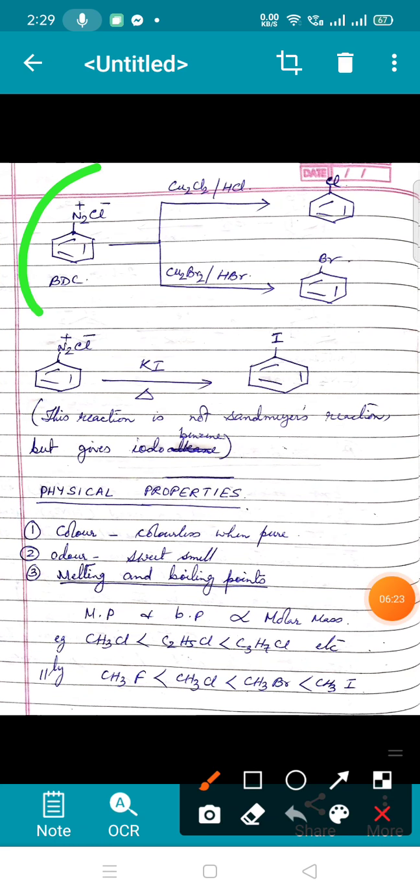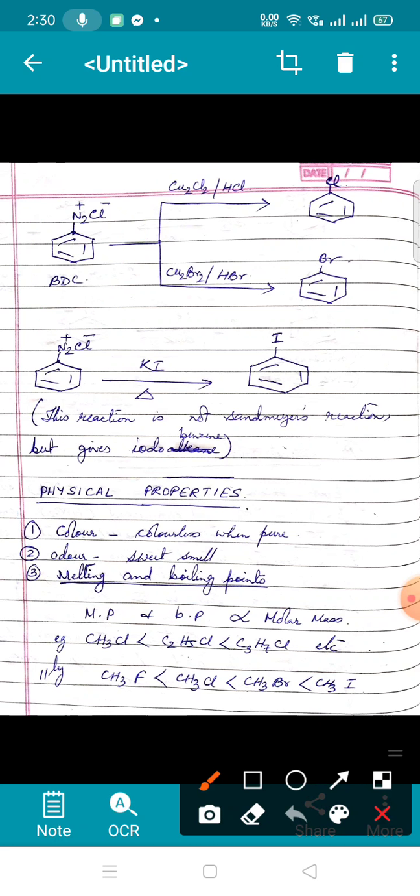Why do we call it BDC or benzene diazonium chloride? Benzene because of the benzene ring. The word azo means nitrogen. So there are two nitrogens, so diazo. Nitrogen carrying a positive charge, so onium. So benzene diazonium, and the chloride is there to neutralize the positive charge. So that's how you should remember the formula of BDC. How do we get BDC? We get BDC by treating aniline with nitrous acid.